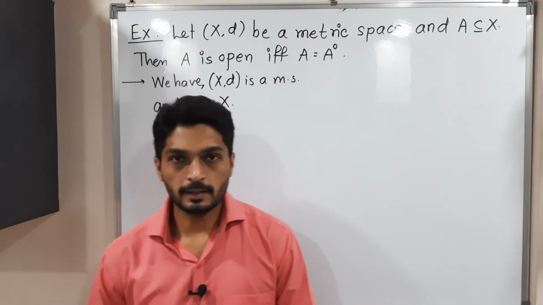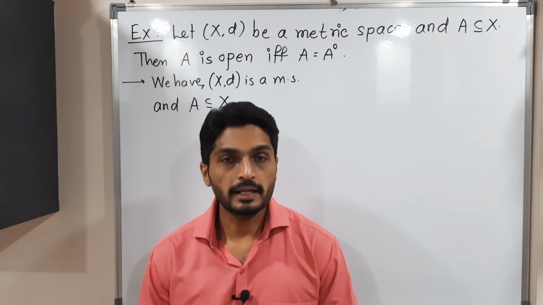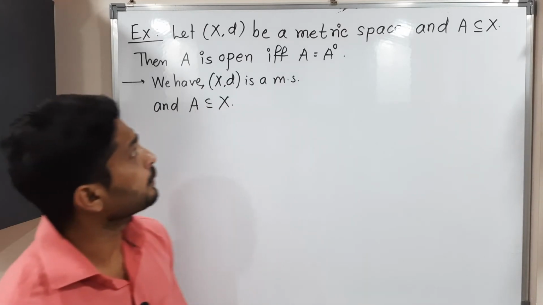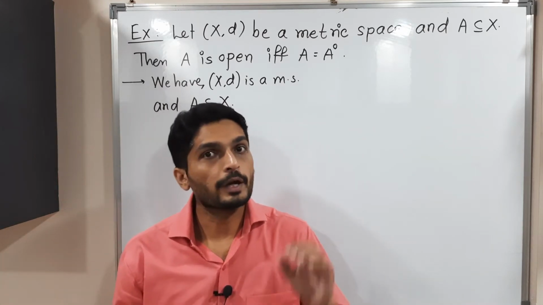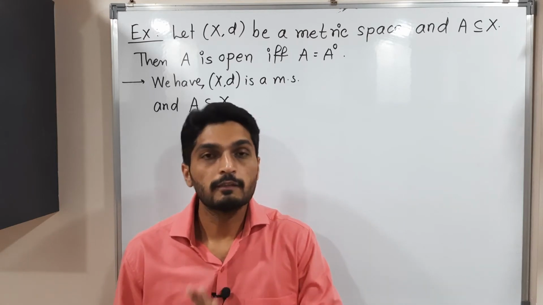Let's discuss this theorem. We have X as a metric space and A is a subset of X. What we have to prove is an if and only if statement. That means we first assume the first part and prove the second part. After that we will assume the second part and prove the first part.